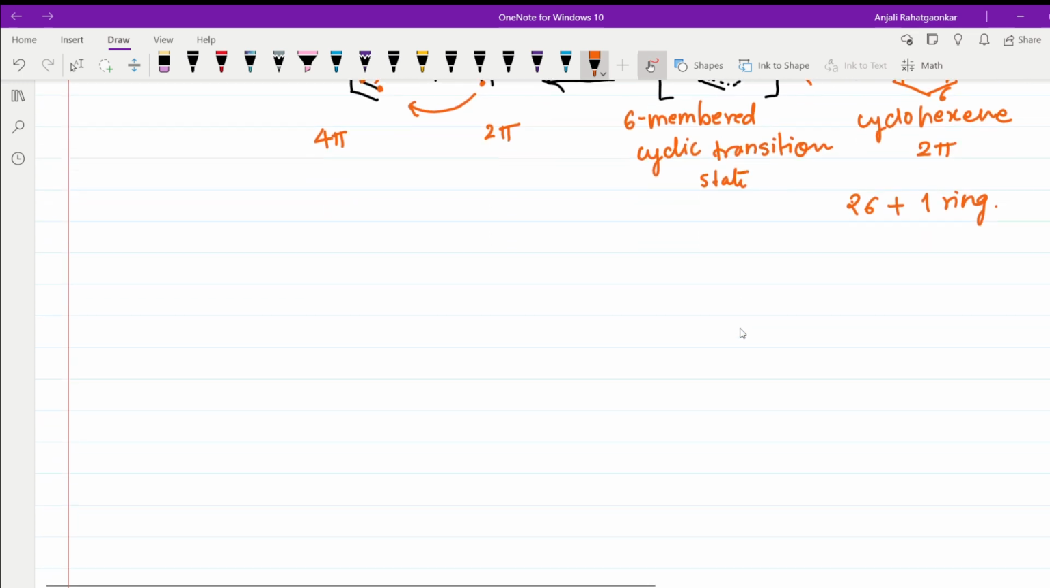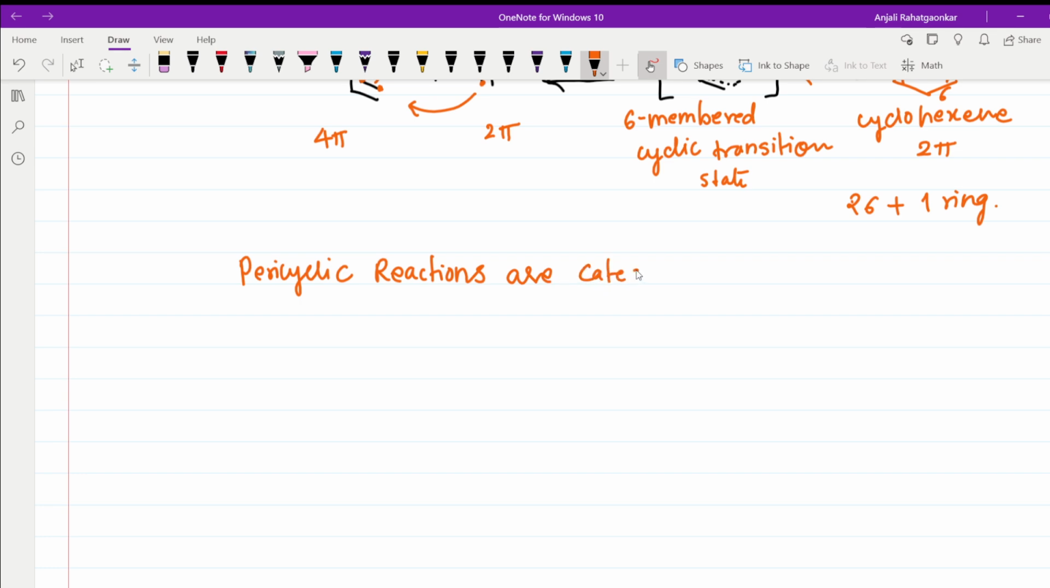Then let us see the various categories of pericyclic reactions. Pericyclic reactions are categorized into various types.